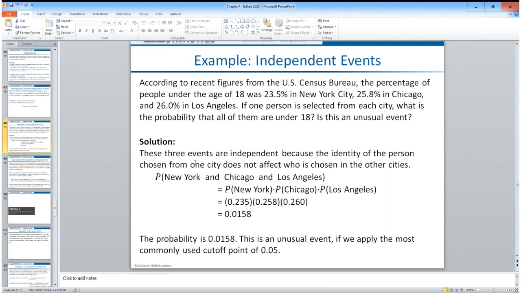But the probability of New York and Chicago and Los Angeles is simply the probability of New York times the probability of Chicago times the probability of Los Angeles. And you have to put them into decimals to multiply them. And then when we multiply all those, we get this value of 0.0158.